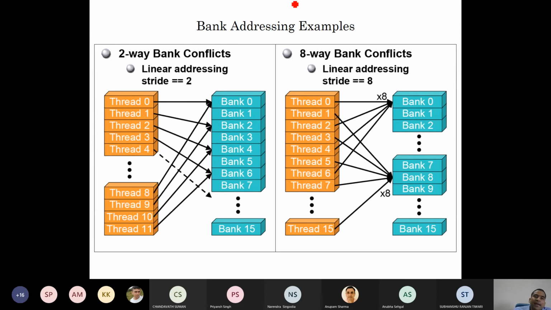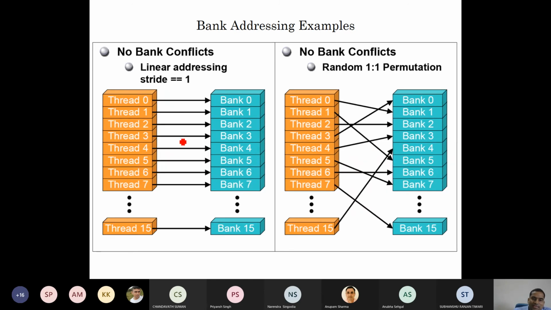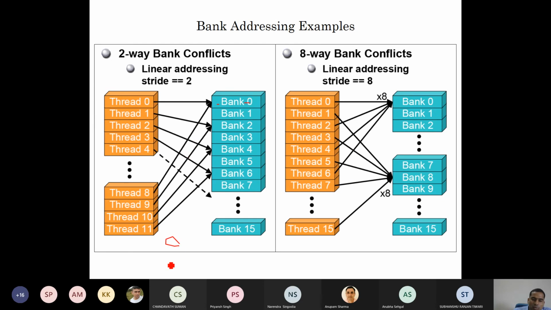Here it is a two-way bank conflict. Thread 0 and thread 8 are accessing a single bank. Thread 1 and thread 9 are accessing a single bank. So half of the banks are getting 2 accesses each, and half of the banks are not getting any access. And this is the 8-way bank conflict. Here, 8 threads are accessing one bank, another 8 threads are accessing another bank. Compared to the normal case, in this case latency will increase by 2x.